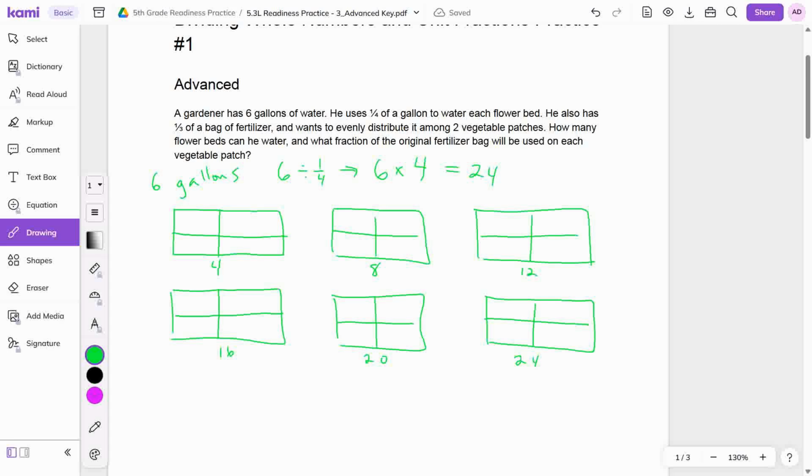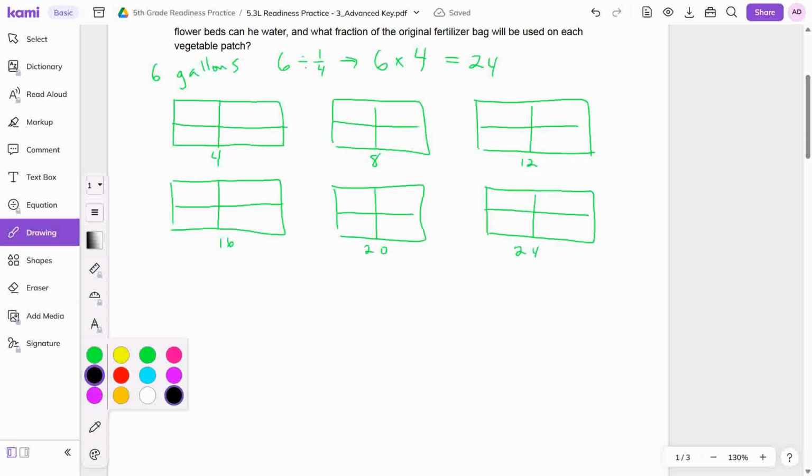Okay, and so let's go ahead and put that here. So he can water 24 flower beds. And let's give ourselves a little bit of space now.